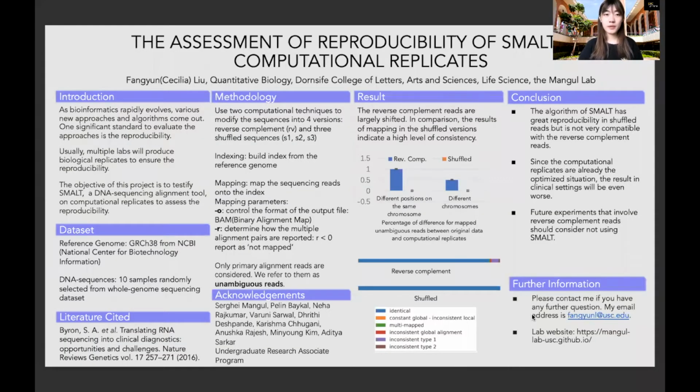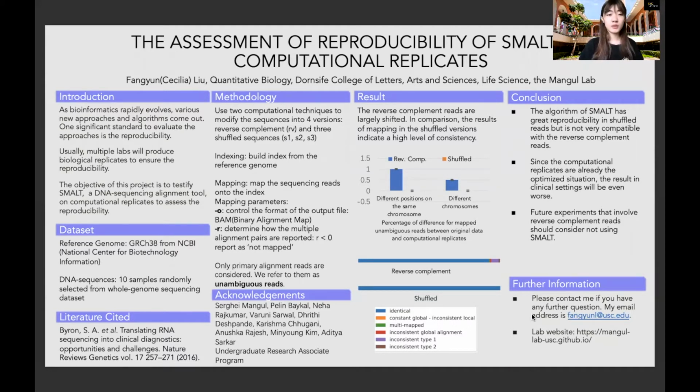My research topic is the assessment of reproducibility of small computational replicates. In recent years, bioinformatics has rapidly evolved, so there are various new approaches and algorithms coming out. One important way for us to make evaluations among all these tools is to assess their reproducibility. In the past, the common way to make this assessment was by generating biological replicates, which can be costly and time consuming most of the time.